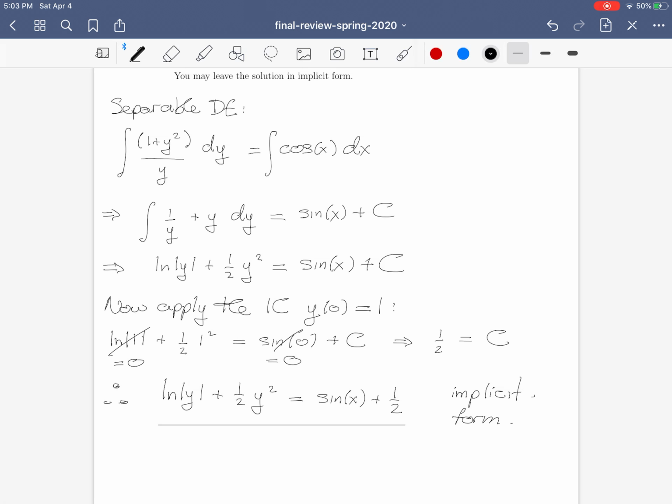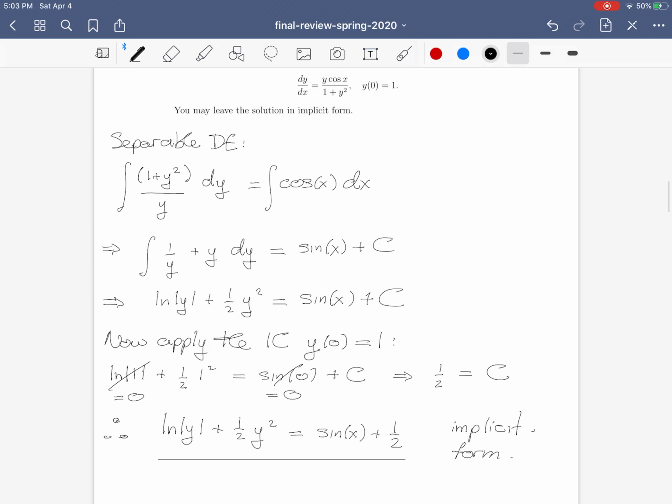Okay, so this is the basic idea of solving separable differential equations. Whenever you have a separable differential equation, you move all your y terms over to one side, your x terms over to the other side, and you integrate both sides. That gives you the general solution of the differential equation. Then you apply your initial condition to get the constant. And depending on what the question tells you to do, you either solve explicitly for y in terms of x, or if it says to do so, you leave your solution in the implicit form, as we did here.